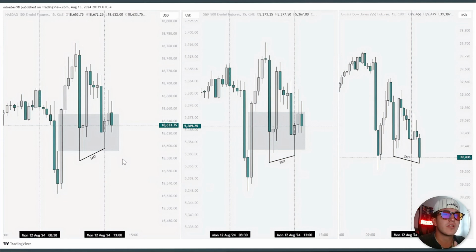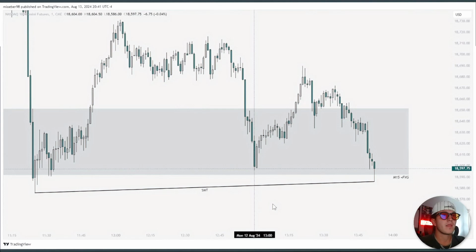So now let's go to the M1 and watch how price traded on the M1 inside of this M15 gap. So this is the M1 chart inside of that M15 bullish fair value gap. What is happening in here? And compare how the first trade was on the S&P 500 and what we were looking for.